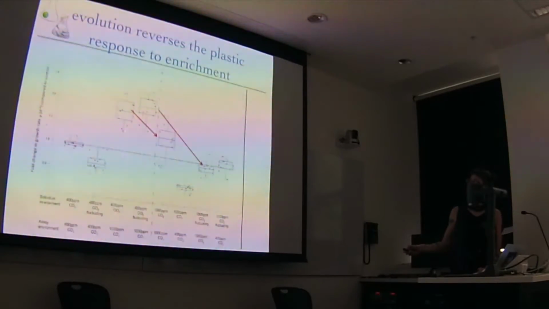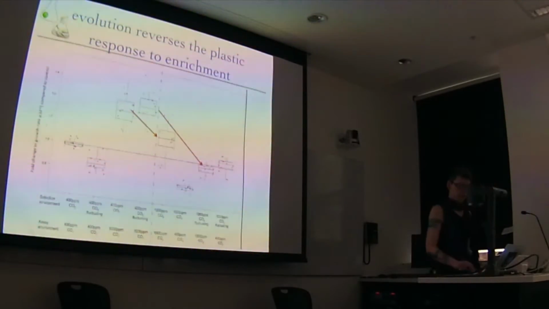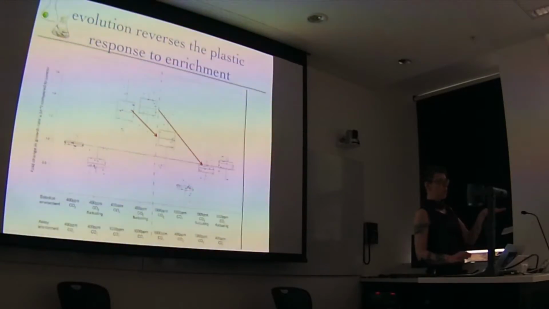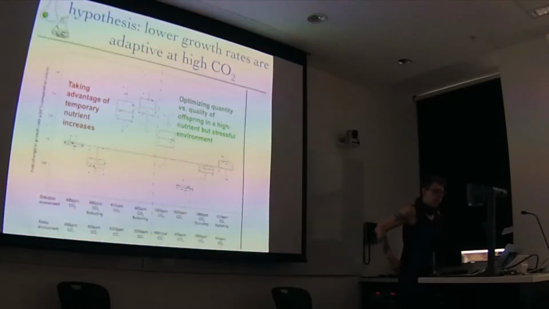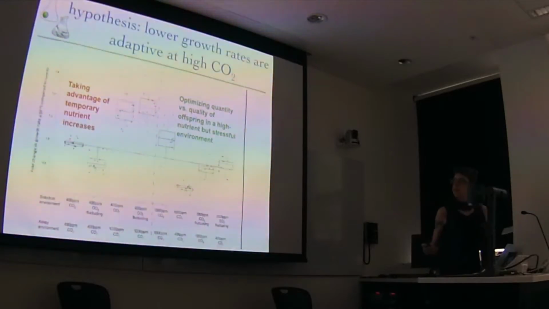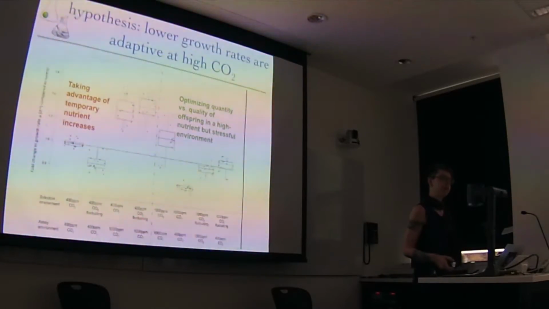However, this is the evolutionary response. So this is the plastic response to high CO2, and here's the evolved growth rate at high CO2. So you can see, at least in the fluctuating environment, the plastic response is completely reversed. So now they're growing in this rich environment at the same rate that they used to grow in the unenriched environment. And our hypothesis was that this plastic response is taking advantage of a temporary nutrient increase, and this is optimizing quantity versus quality of offspring in a high nutrient but very stressful environment.